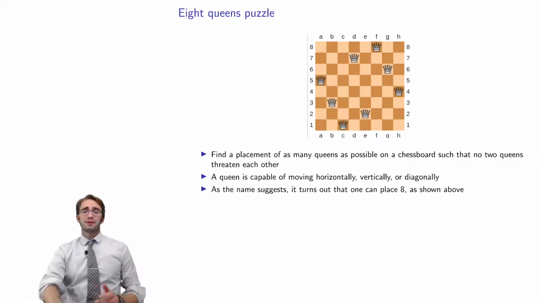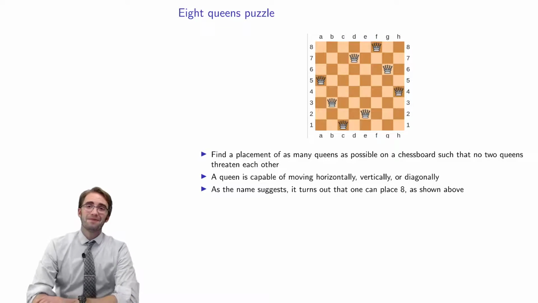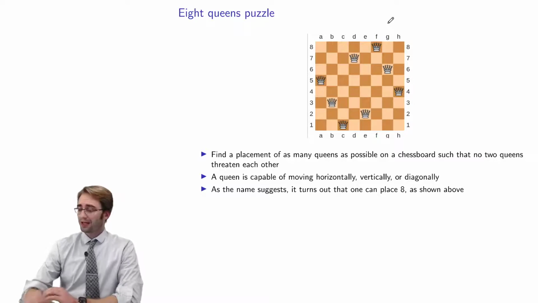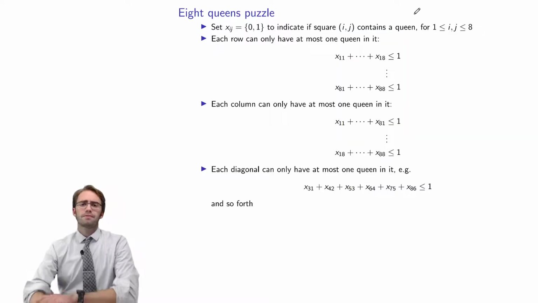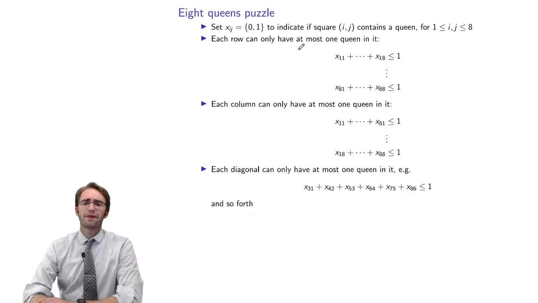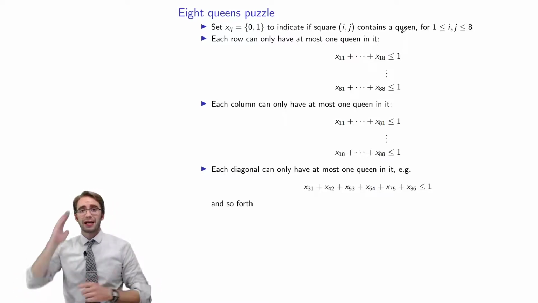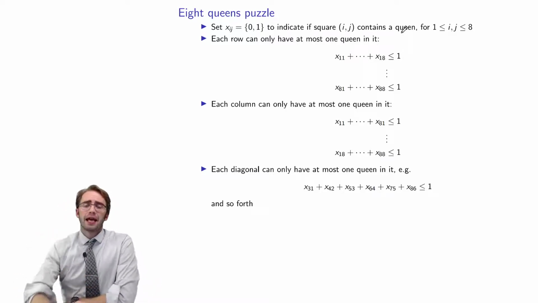We'll say we pretend we didn't know the answer is 8, and we'll just say maximize and place as many queens as you can on the chessboard where none of them are attacking each other. And so how would you do this? Well, you'd have binary variables for each square on the board. It would be 0 or 1 to indicate if that square has a queen in it. Okay, and so i and j will go from 1 to 8 because you've got an 8 by 8 chessboard.